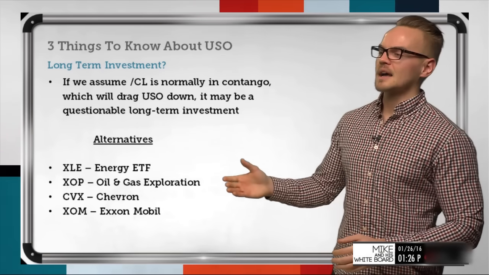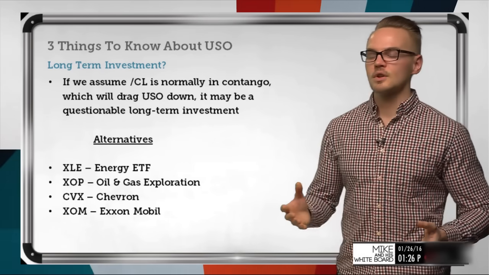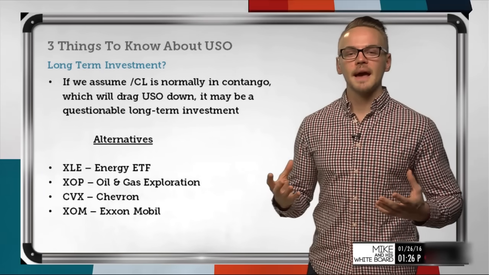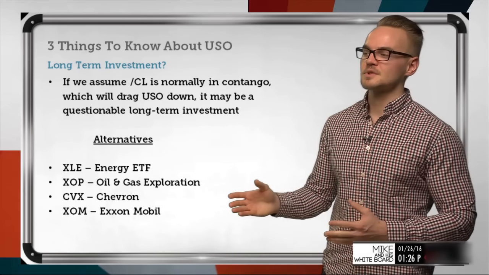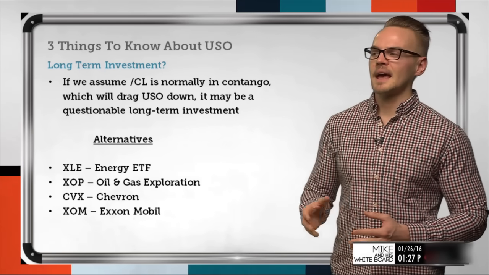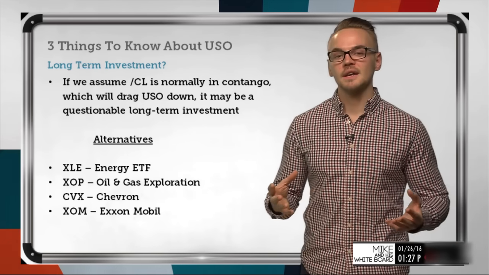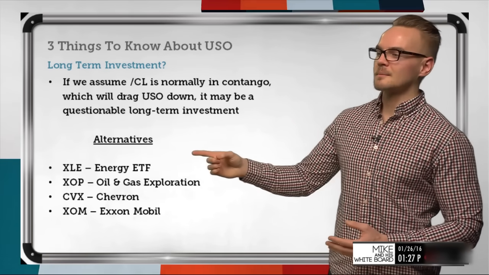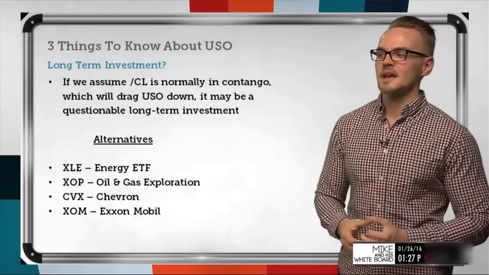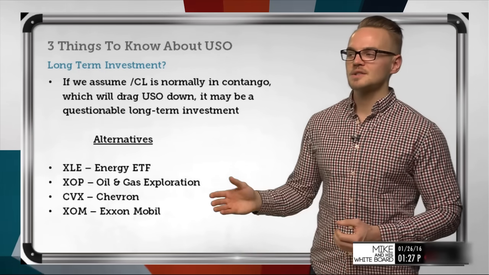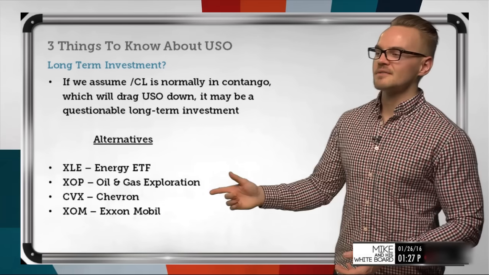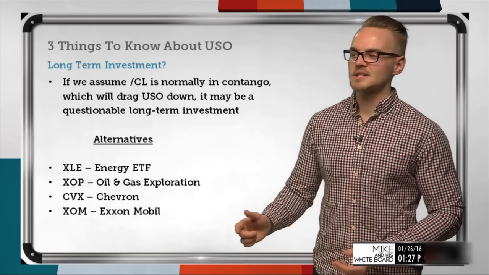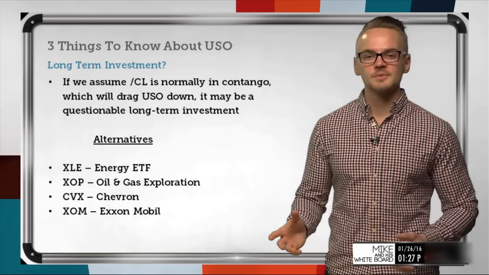So I do have alternatives that could give me close to the same exposure, with pretty high correlation between these products listed here and the CL futures, which we're all looking at these days. So I might be looking at XLE, which is an energy ETF, or XOP, which is oil and gas exploration, or even CVX, which is Chevron, and XOM, which is ExxonMobil. We both know those brands.